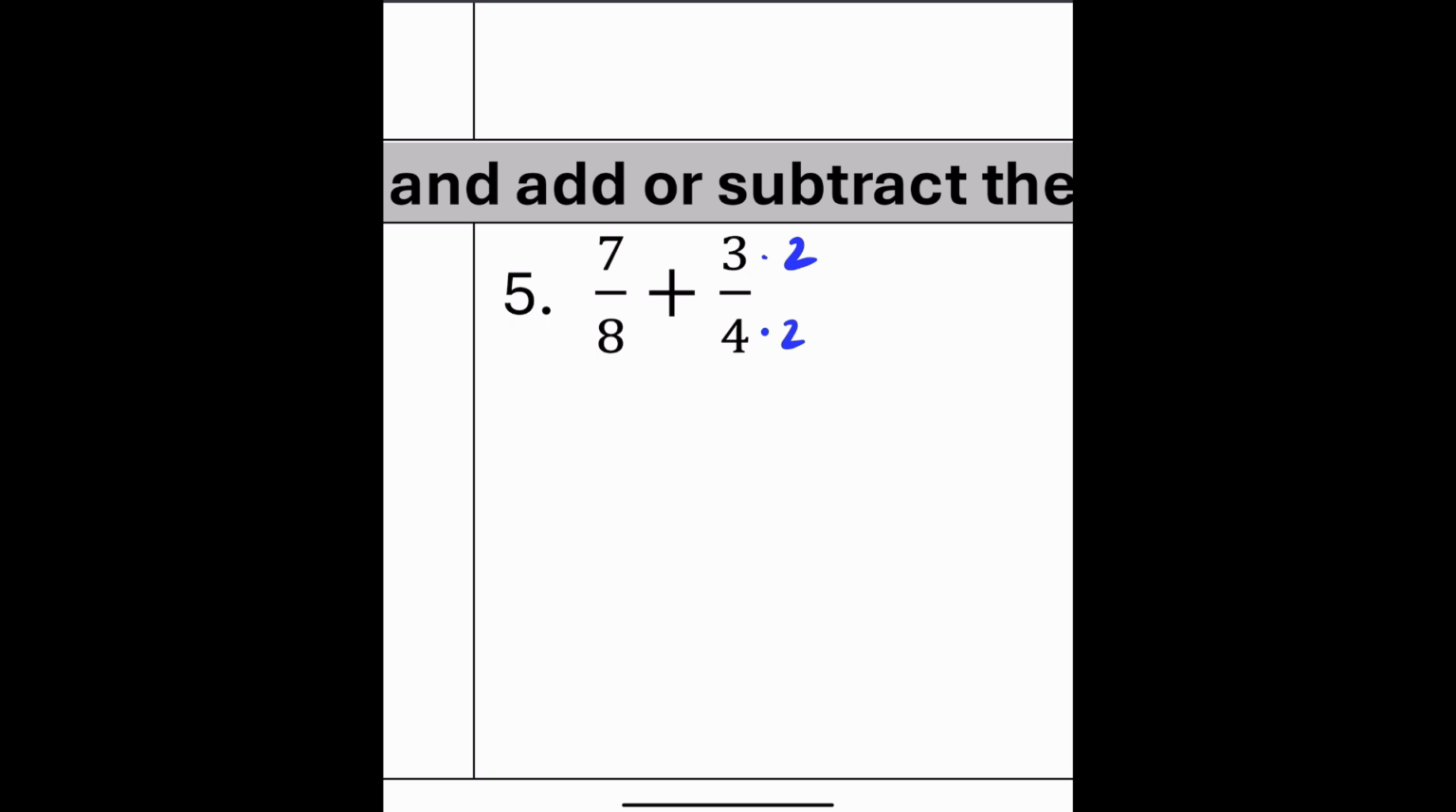Now, we have 7 over 8 plus 3 times 2, that's 6, and 4 times 2, that's 8. Now look at that, we do have the same denominator, so I can go ahead and add. So it's 7 plus 6, that's 13, and then we keep the denominator. It's 13 over 8. Can I simplify this? Nope, so we're just going to leave it as is.